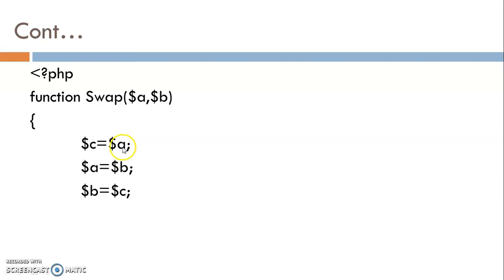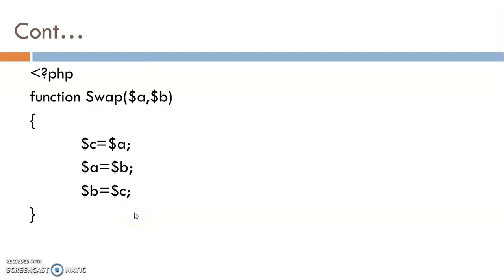First of all, I put the value of $a into the $c. Now in $a I put the value of $b, and then in $b I put the value of $c. This is the logic of swapping two numbers, similar in any other programming language.